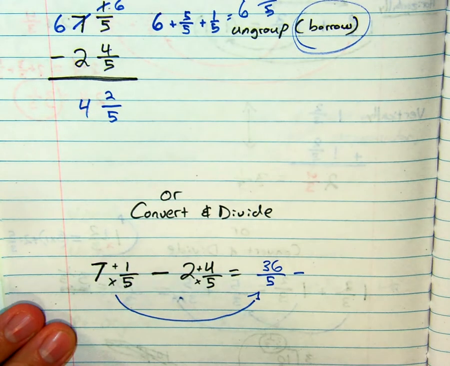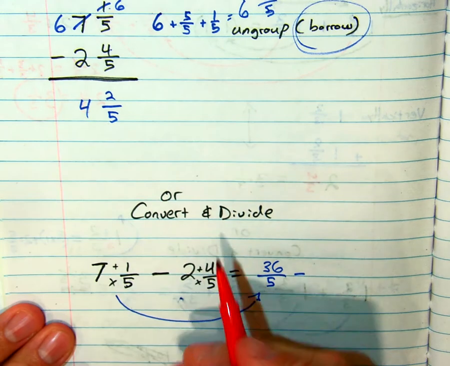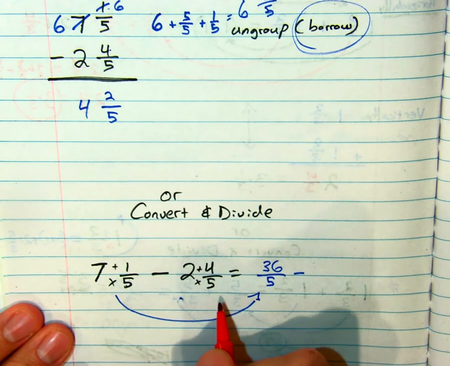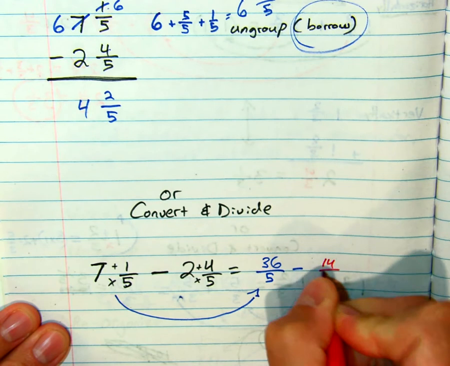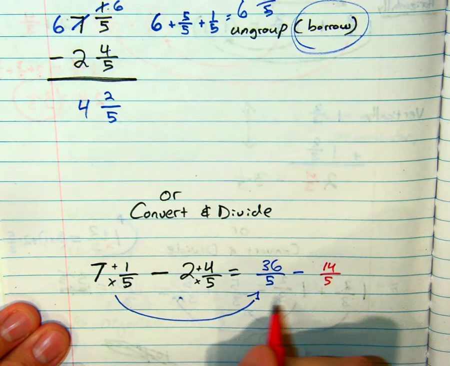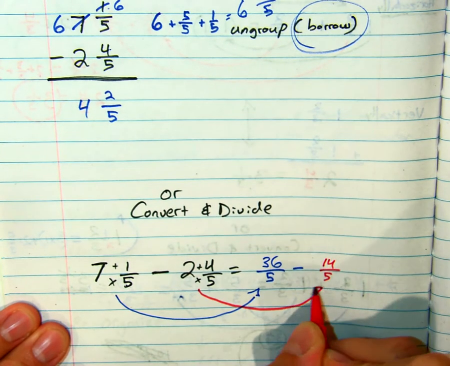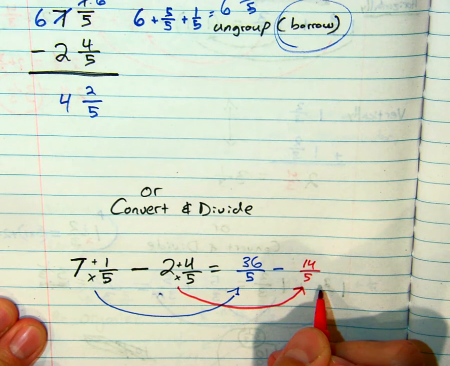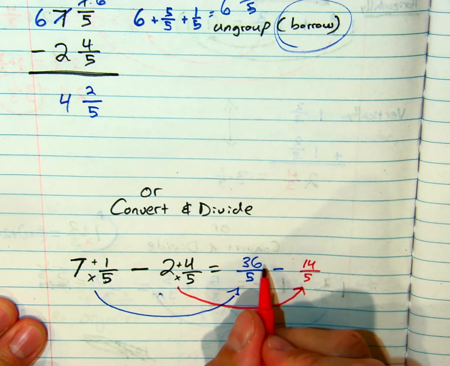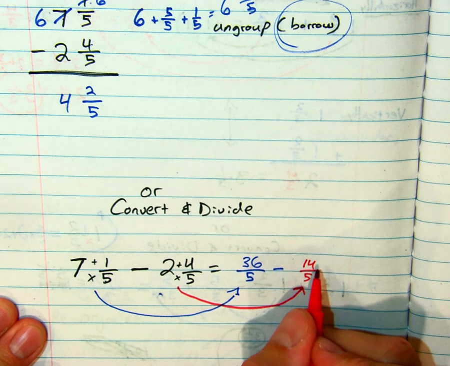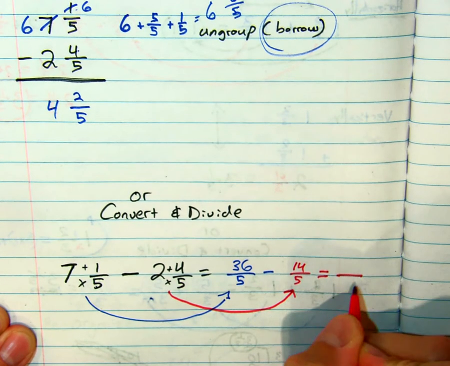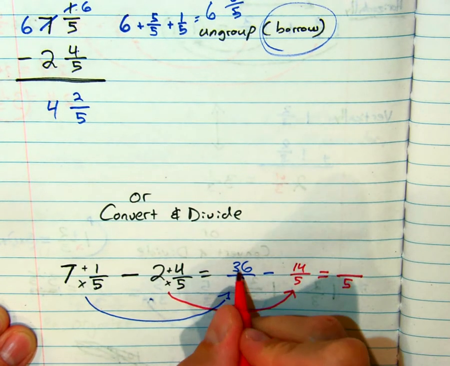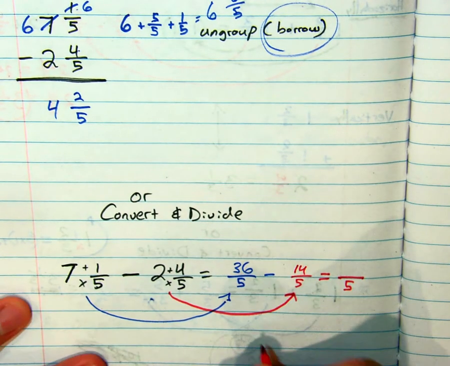Next up, 5 times 2, 10, plus 4, I get 14 over 5. So that converts to 14/5. Now I have a bigger numerator than what I'm subtracting. This will work. So now I just need to take away 36 minus 14 if you need to.